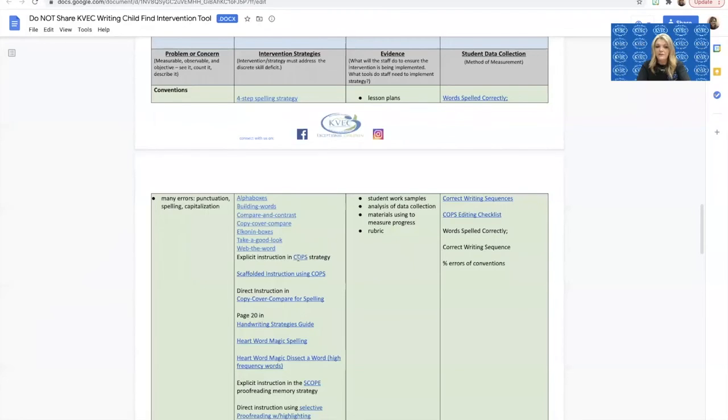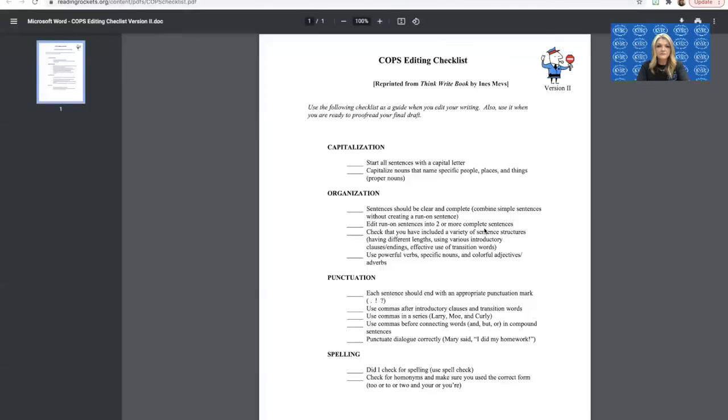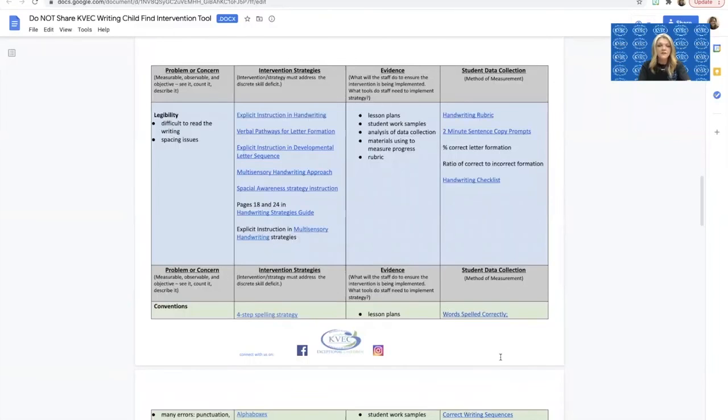After you have implemented your interventions, then you come over here to your student data collection. So for example, let's look at our COPS editing checklist. And here's just a form that you can use. You can use this as a teaching tool that they could self-correct, or you can use it as your progress monitoring. All of these components are organized in the same manner.